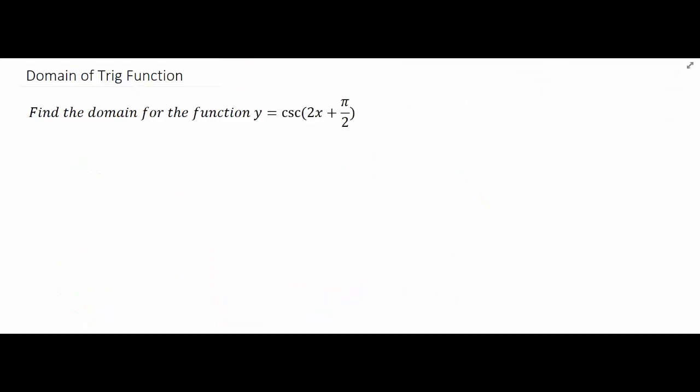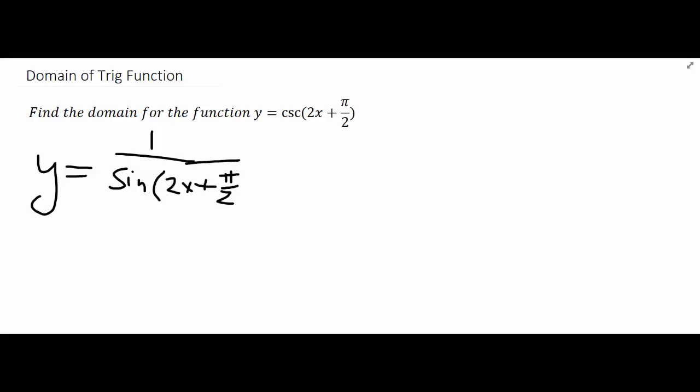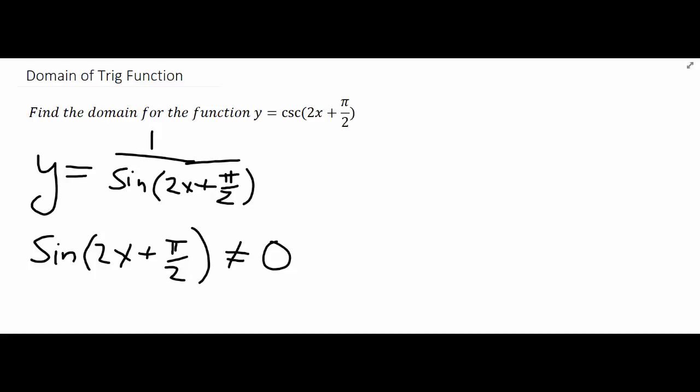In the following problem, we need to find the domain for the function y equals cosecant of 2x plus pi over 2, where we've taken our cosecant graph and we've translated it and changed the period. So let's use information that we know about our cosecant graph, it's really 1 over sine of 2x plus pi over 2. The domain for this function is all values where sine of 2x plus pi over 2 doesn't equal 0. Because if this is 0, then we can't divide.